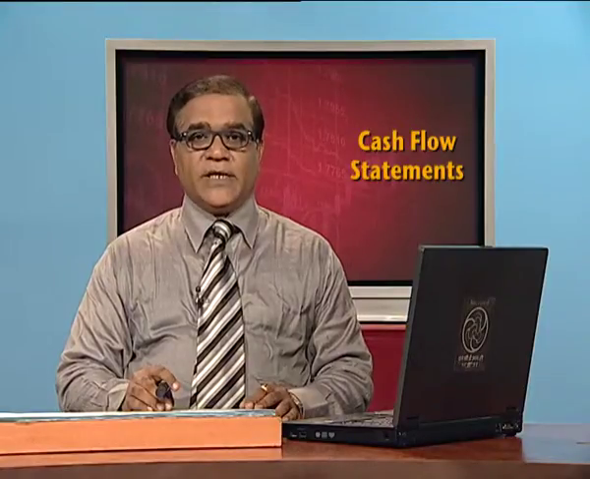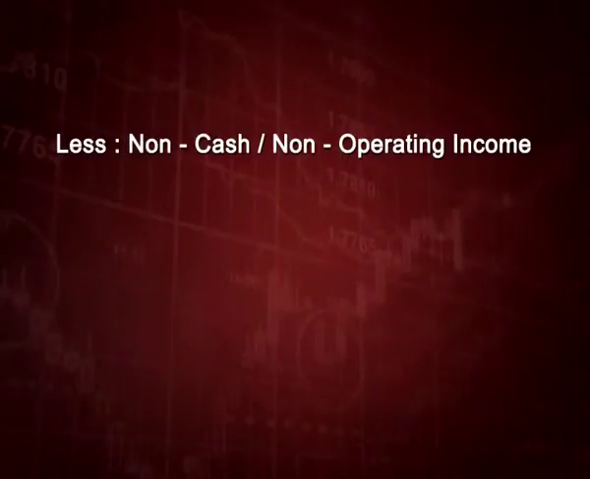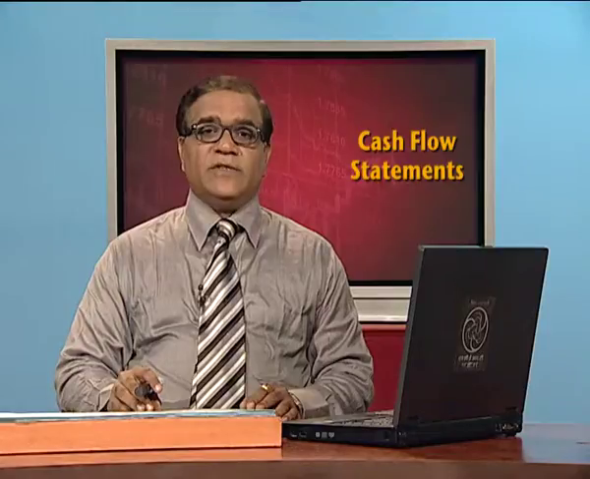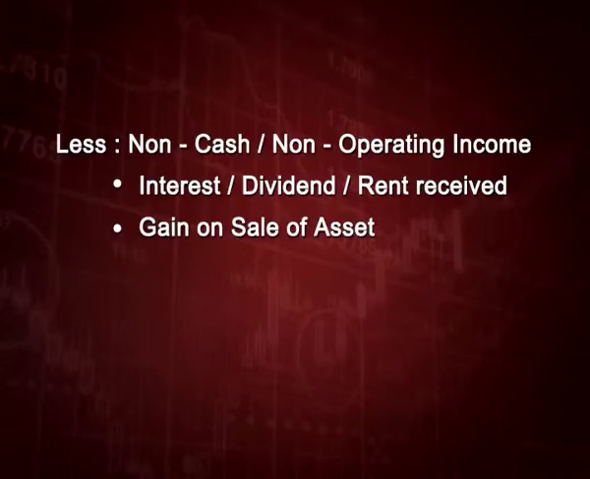Now, interest paid is being added because it is a non-operating activity, provision for bad debts, and all other non-cash non-operating expenses to be added. We will come in detail in the questions. Then we have to subtract all those non-cash and non-operating incomes also, which are not related to the business part and which are not cash, like interest, dividend, rent received, and the gain on sale of asset.